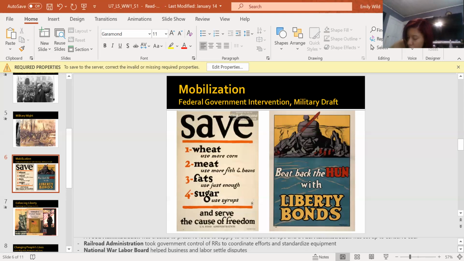And finally, we have the National War Labor Board, which helped businesses and laborers settle disputes. As we've discussed earlier, this is a high time of unionizing. So the National War Labor Board is in charge of communicating between businesses and those unions.